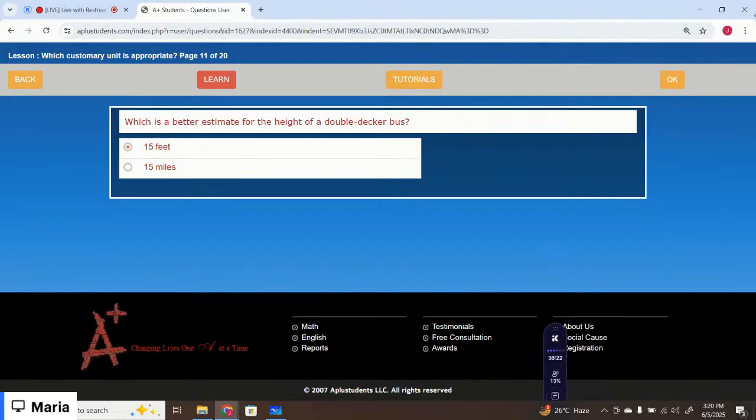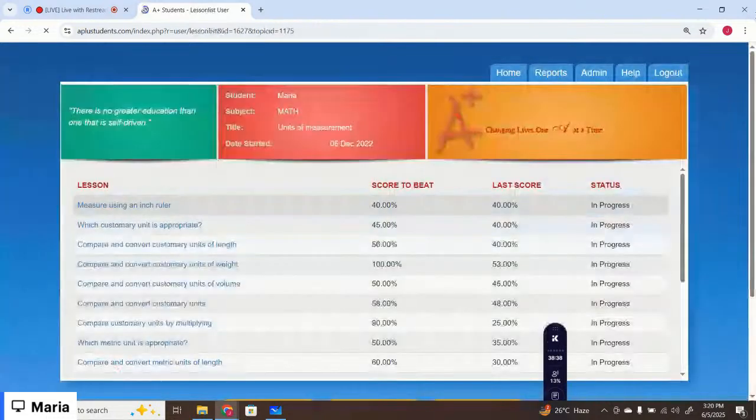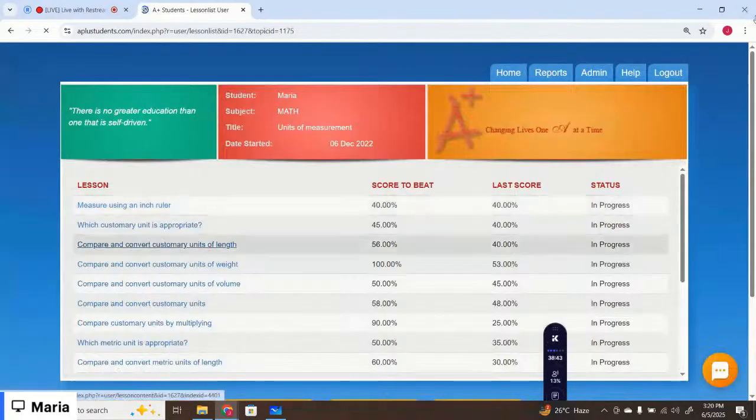Okay, you can complete the lesson by yourself later today. Let me just move on to the next lesson. Compare and convert customary units of length.